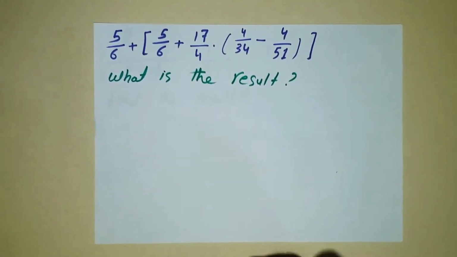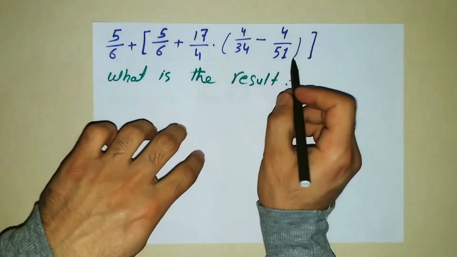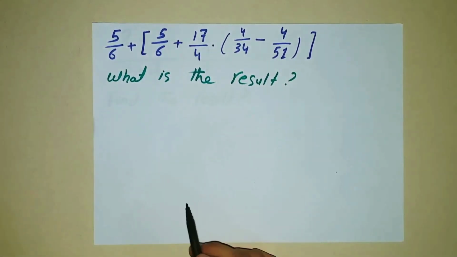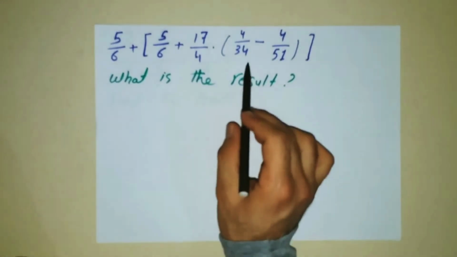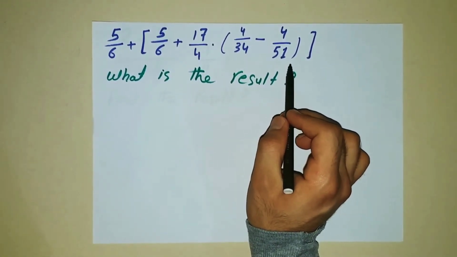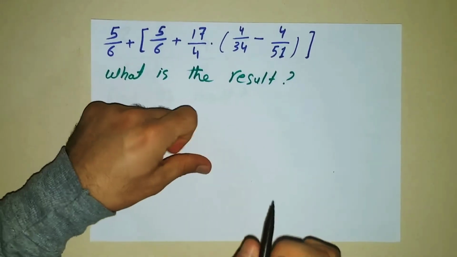Let's come to this question. What is the result of this question? First I will solve this one. This is a very big question, the denominators are very big. If I multiply this with 51 and this with 34, it will be very complicated for us and it will be a very long question. So how will I do this? I will just look at this.